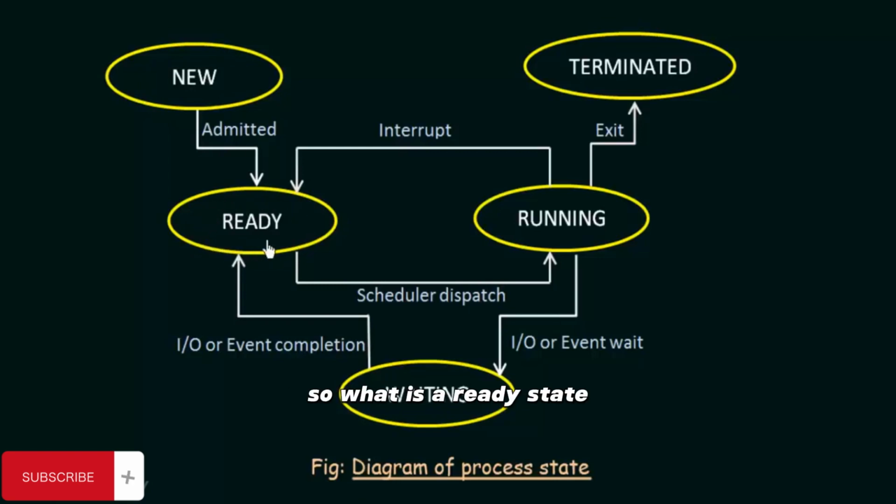So what is a ready state? In the ready state, the process is ready to begin execution, and it is waiting to be assigned a processor so that it can begin its execution. So the process is created, and it is admitted, and it is ready over here.